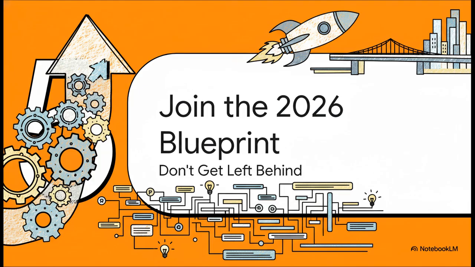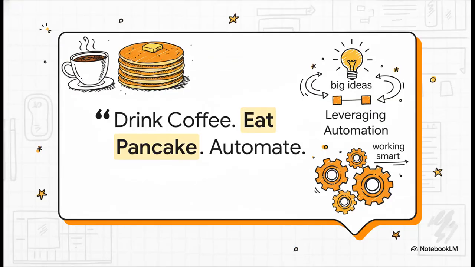So when you step back and look at it, what this all really comes down to is this. We haven't just been looking at a set of cool features. We've been looking at a whole new philosophy for how to work. This is that 2026 blueprint we talked about, and it's all about making sure you don't get left in the dust. And this whole mindset is captured perfectly by this mantra from the A-Hustle generation. Drink coffee, eat pancake, automate. The goal isn't just to work hard anymore, it's to work smart. By using automation to your advantage, which frees you up to focus on what really matters, the big ideas.